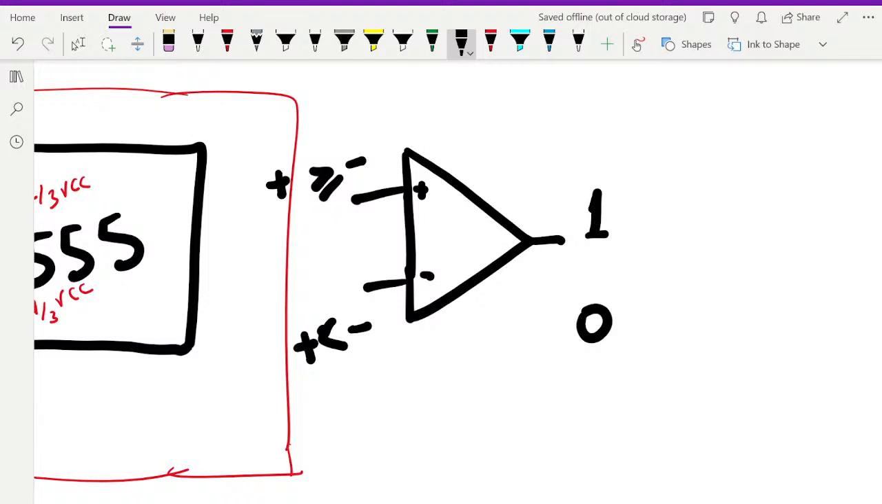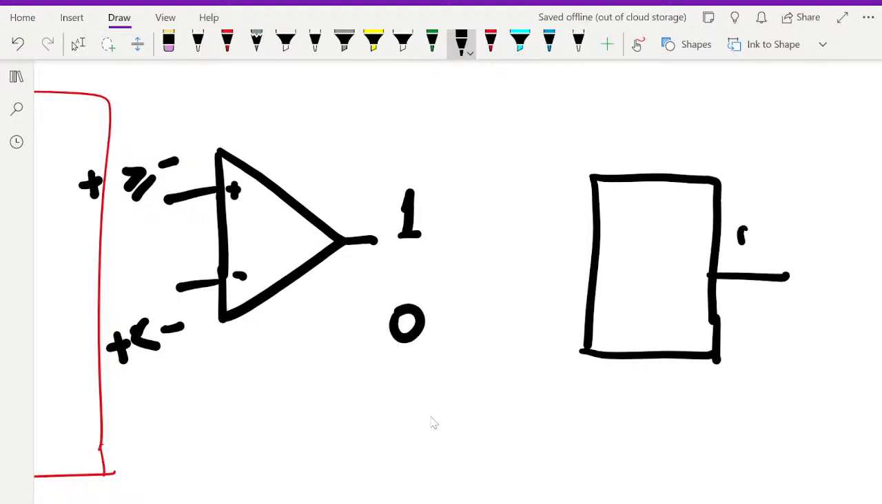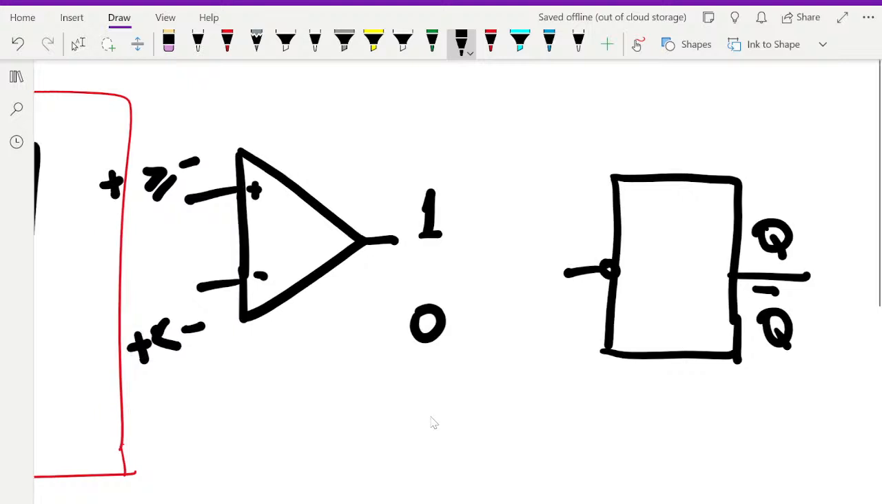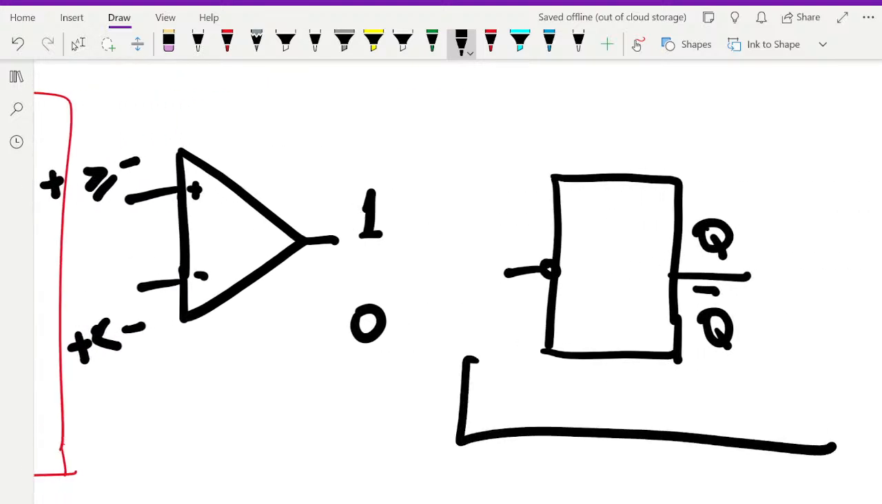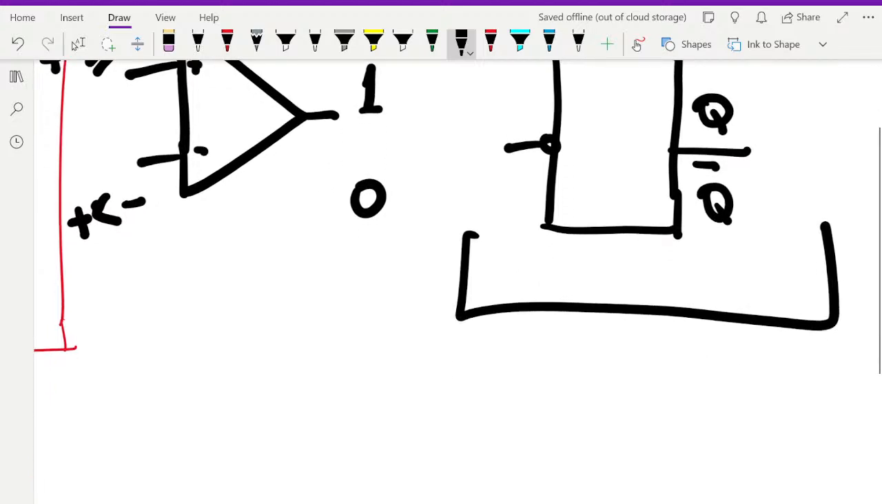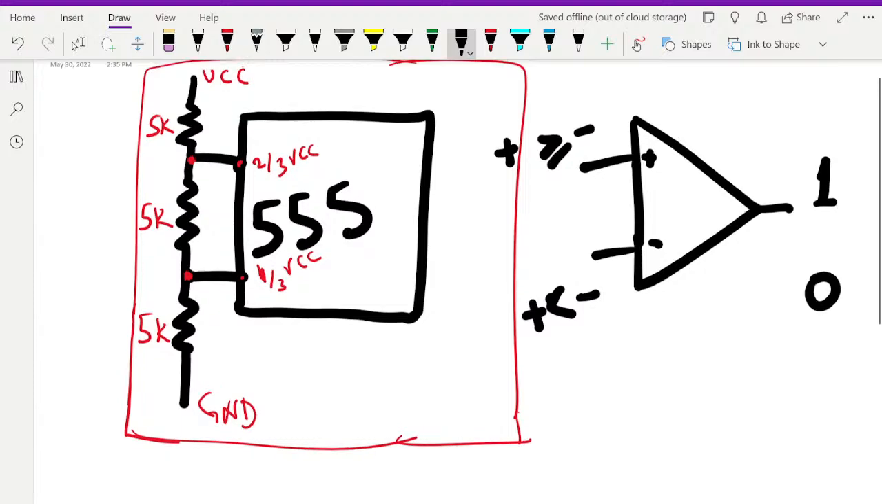So we have two of them inside the 555 timer, and then we also have a set-reset flip-flop. The output is either Q or not Q. You send a clock signal to set it or reset it. We've talked about this before, so I'm going to link the video here, and let's just go and discuss what we want to talk about today.